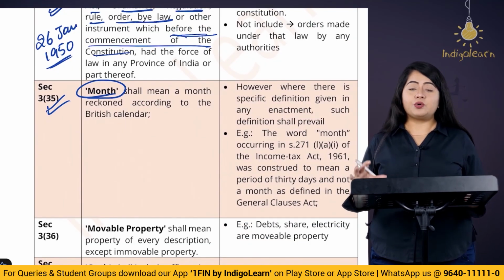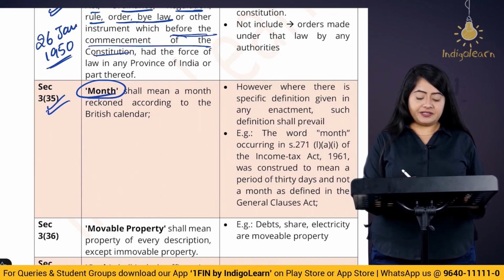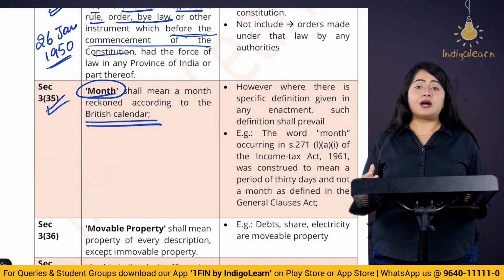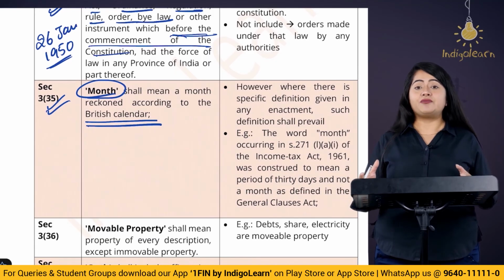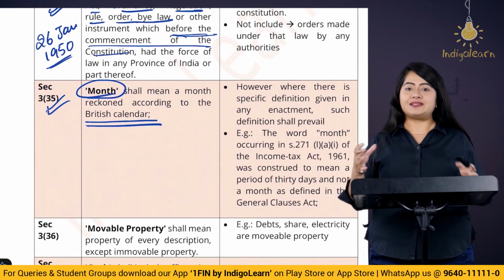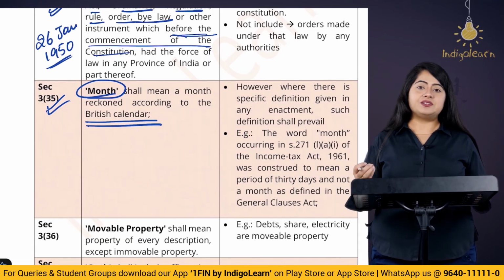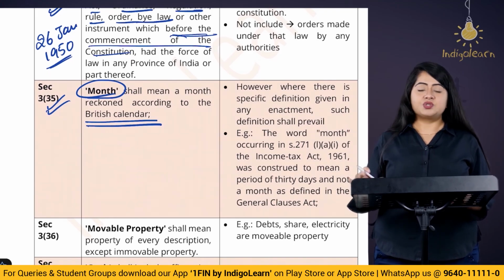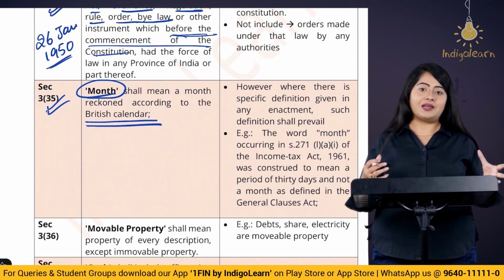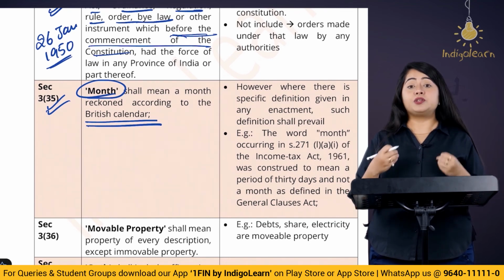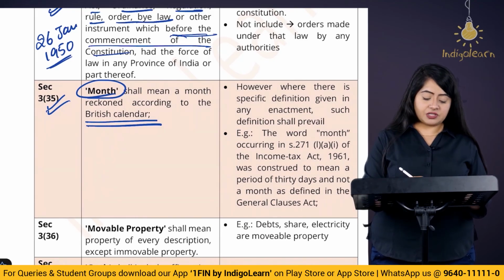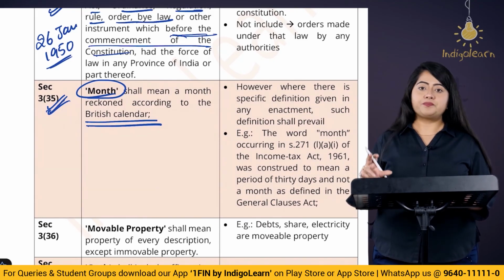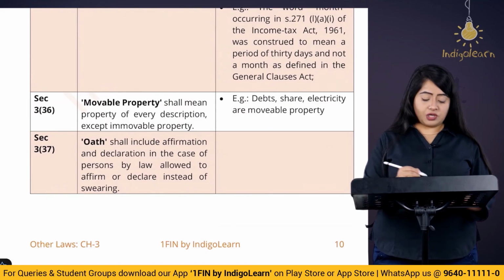Next clause is clause number 35, which defines month. So here month, we are going to consider it as the British calendar month. So British calendar month starts from 1st January, then we have months January, February, March, April, etc. Right? So these are to be considered as month when we talk about the meaning of month as per General Clause Act. So see, month can be defined differently for Muslim calendar also, for Hindu calendar also. But here whenever we are using the General Clause Act, then as per this clause number 35, month will mean British calendar month.